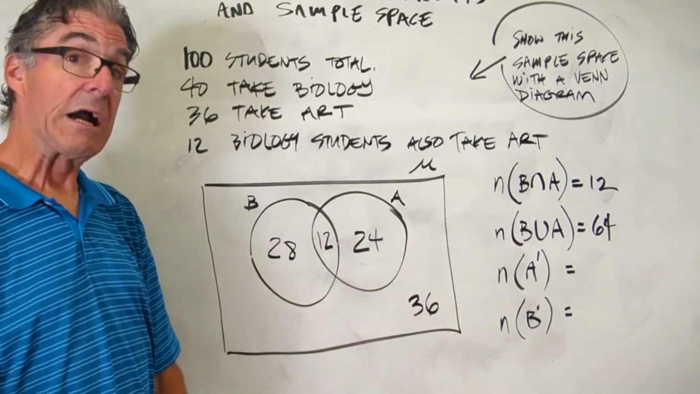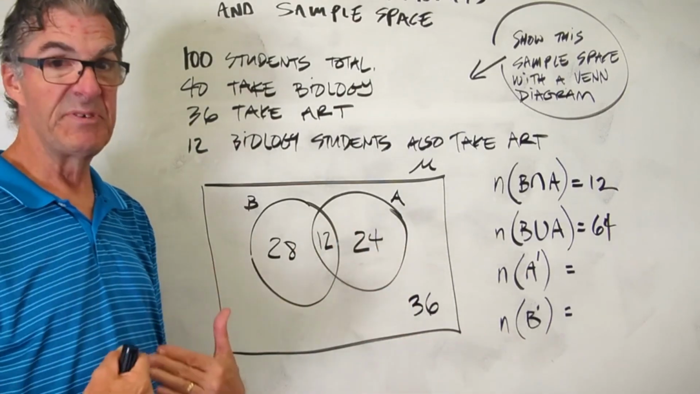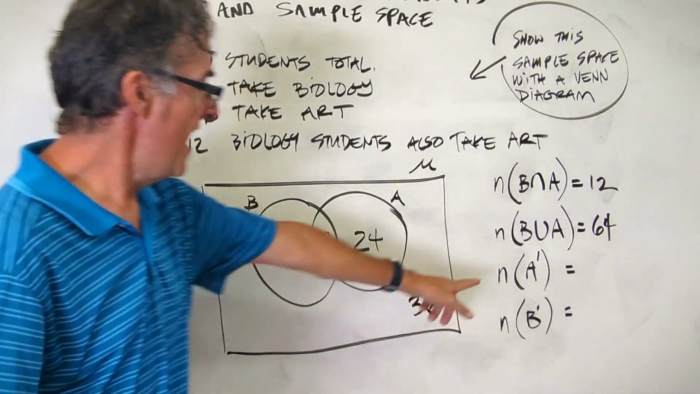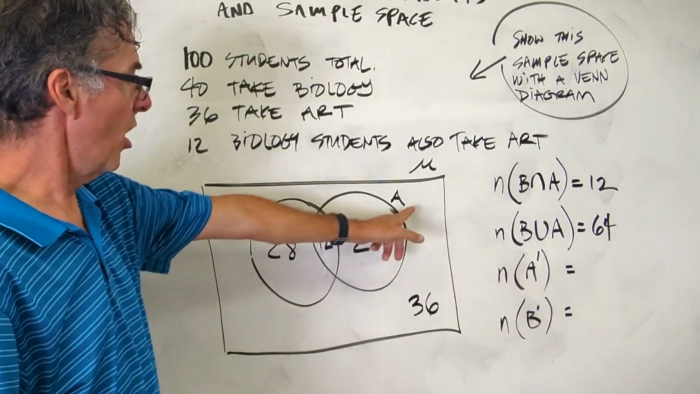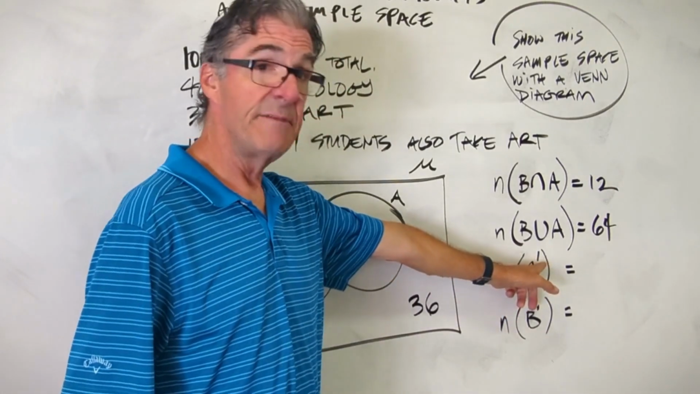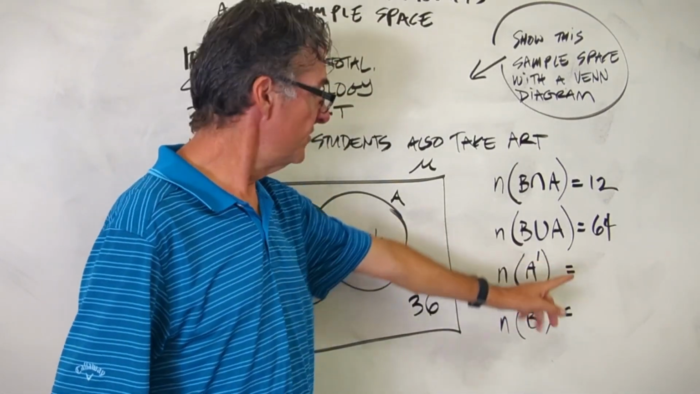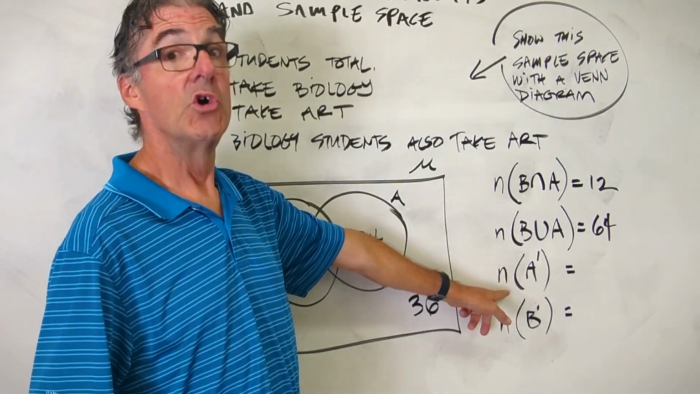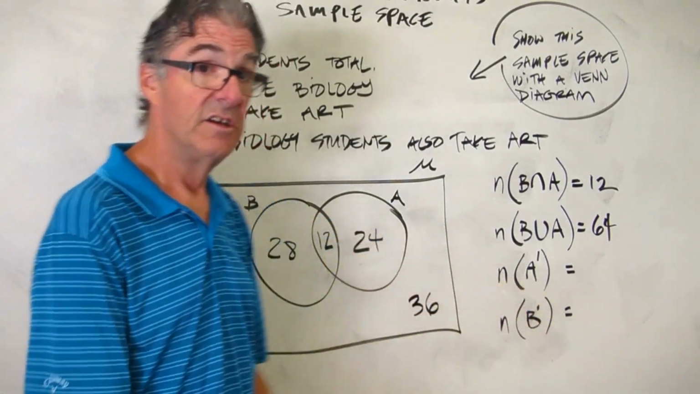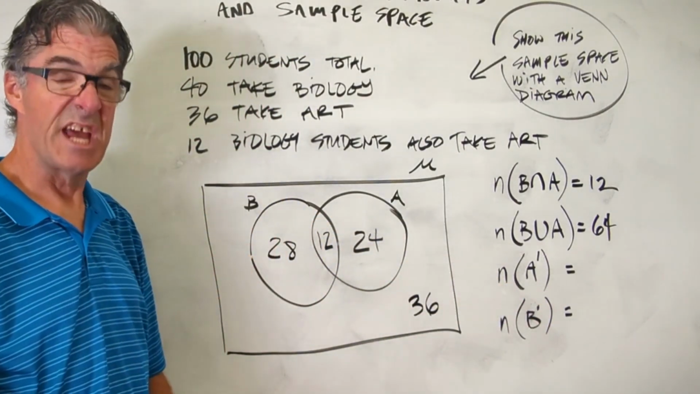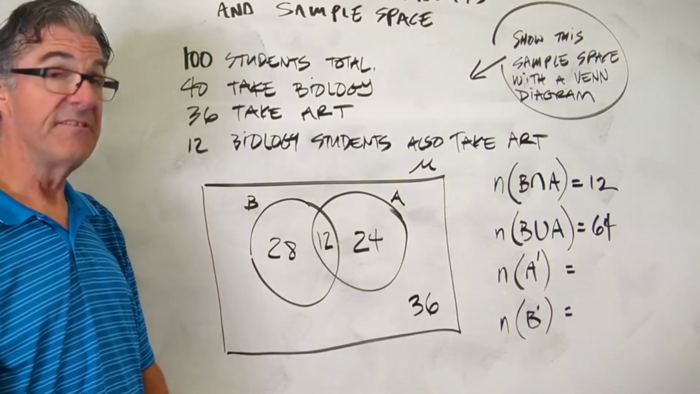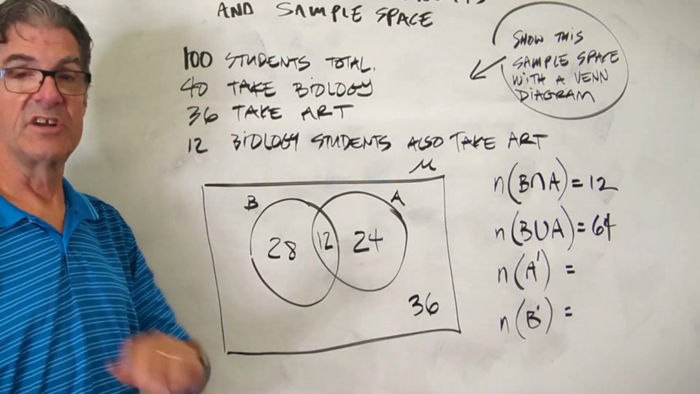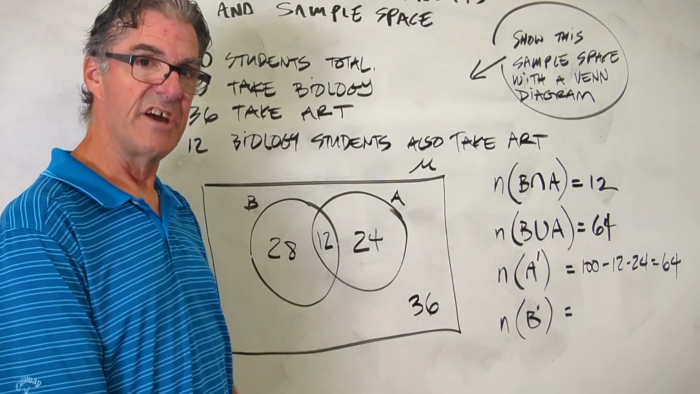Okay? So a complement is the opposite of. So A here is art. So this little line means not art. So what this question is asking for is, what's the number of people who don't like art? So go ahead and use the Venn diagram to answer that. How many people in this scenario don't take art? Let's see how you did.